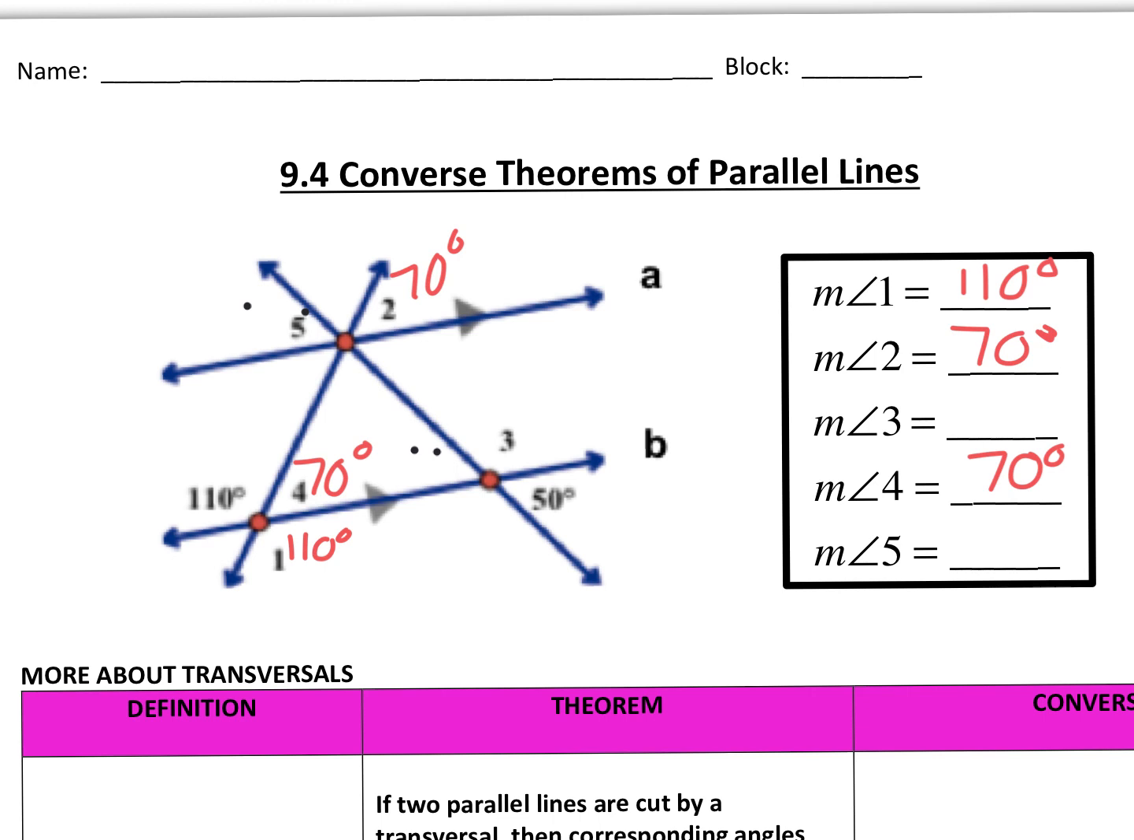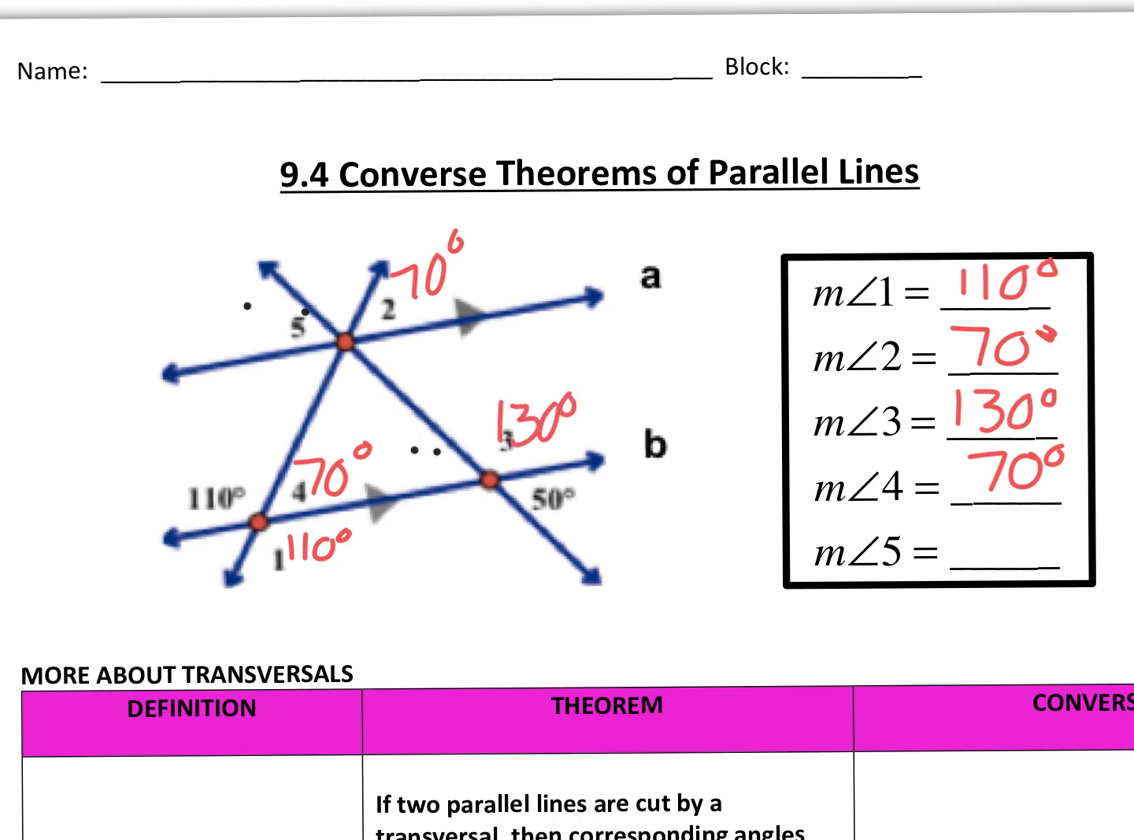I still need 3 and 5. Well, let's look at 3 next. I see 3 is located right next to the 50. Anytime you're on a line, that totals 180 degrees. We have 50 here. We just need an additional 130 to finish it off. So 130 degrees would be angle 3.